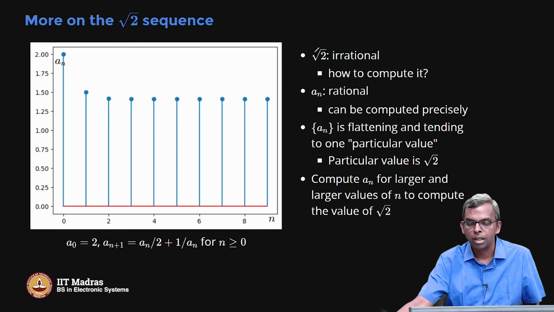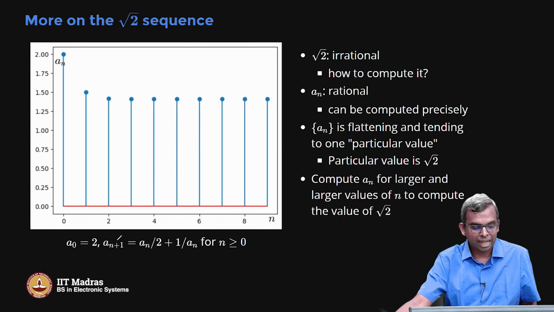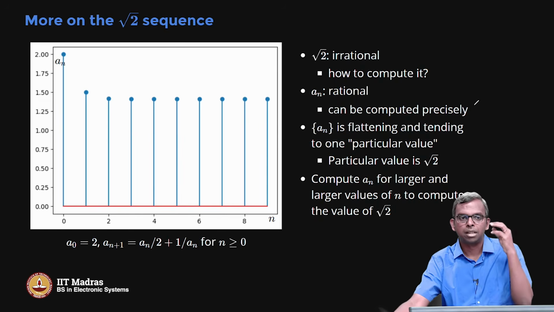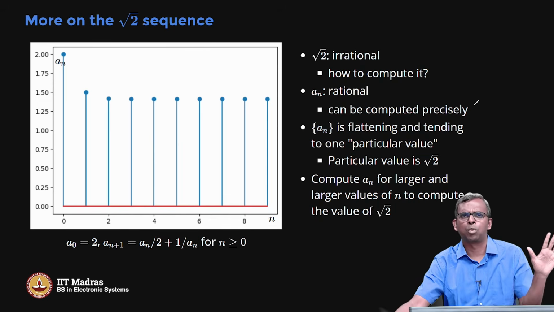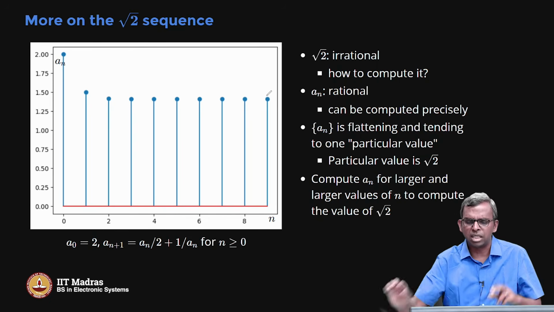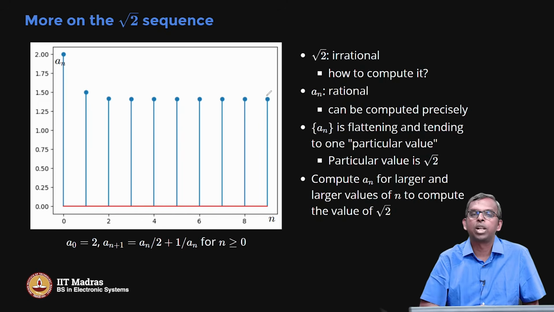So once again, root 2 is irrational, and we don't know how to keep computing decimal places. On the other hand, this an is rational, right? And it can be computed precisely. Any rational number, it's numerator by denominator. I can do long division. I can get any number of decimal places I want without any problem. And wonderfully well, this an is flattening to some particular value. It seems to be going to one particular value, and it turns out we can show later on that that particular value is actually root 2.